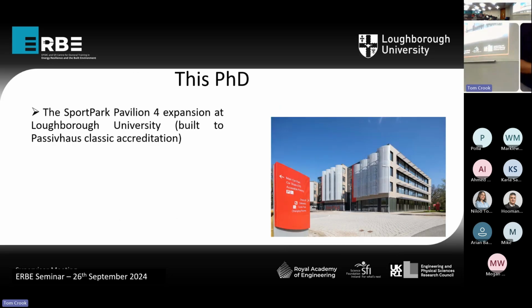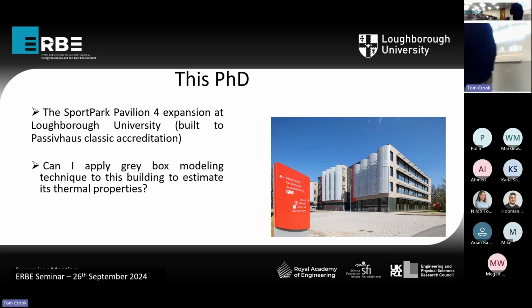Okay, so now in this PhD, I want to apply this gray box modeling on a passive house building on our campus, Sport Park Pavilion 4, which is built as a passive house. This is an example of a low energy building at Loughborough University. I want to apply this gray box modeling to this low energy building to answer two questions.